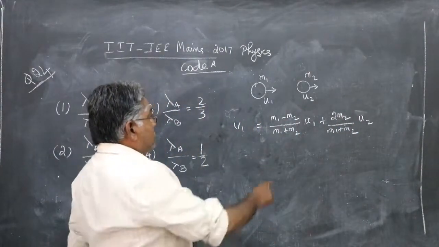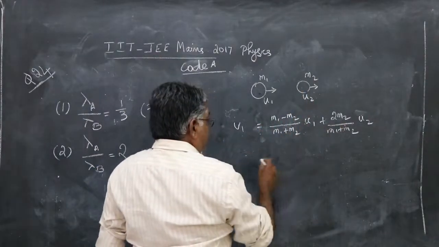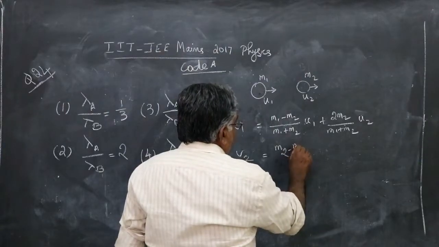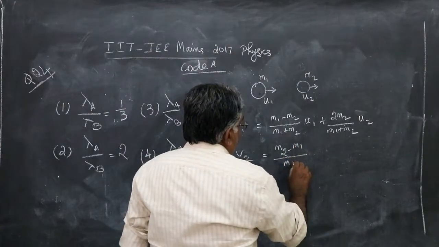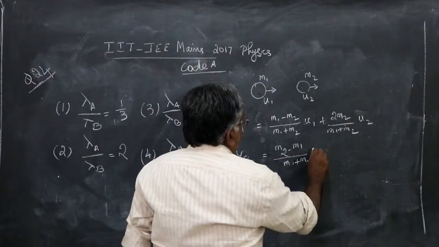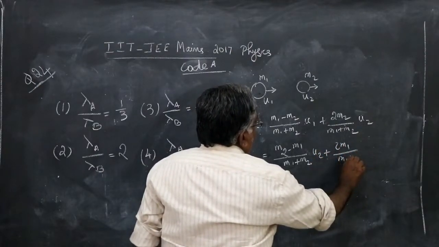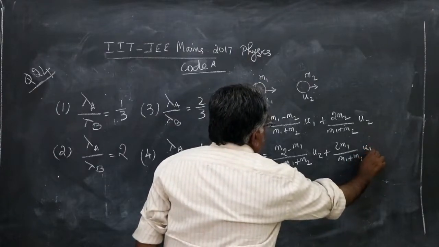Then what about the velocity of this body after collision? v2 is (m2 minus m1) by (m1 plus m2) into u2, plus 2m1 by (m1 plus m2) into u1.